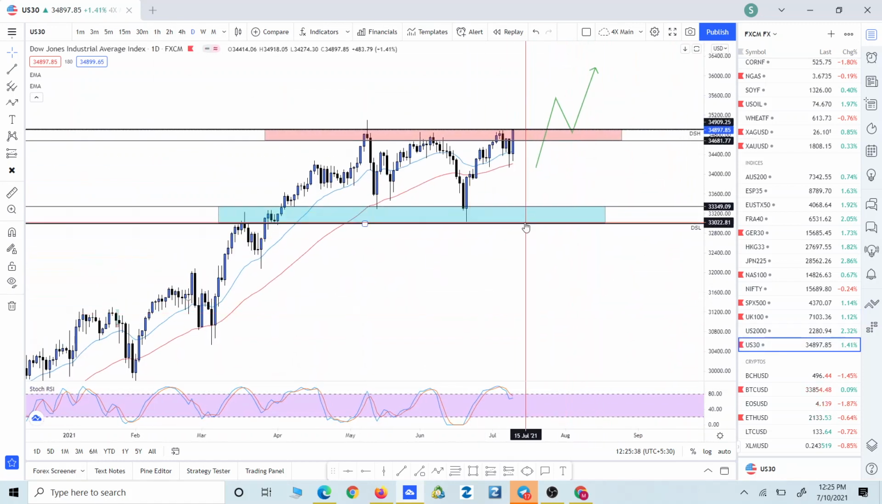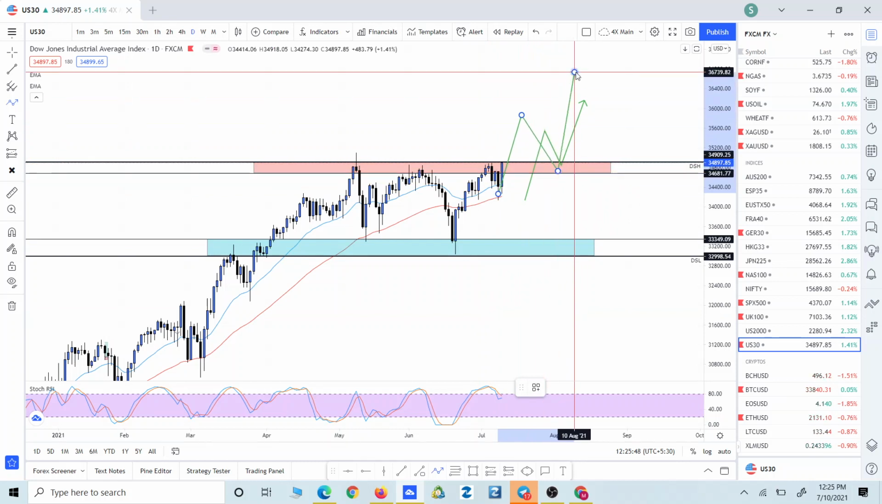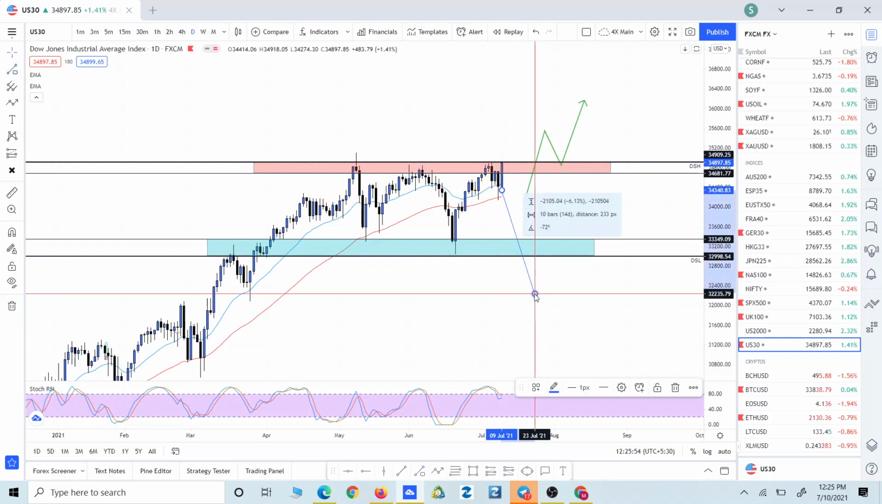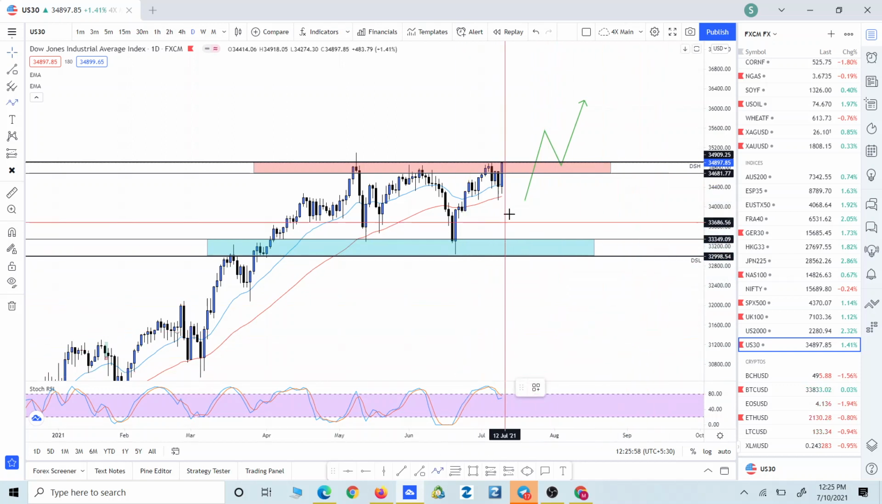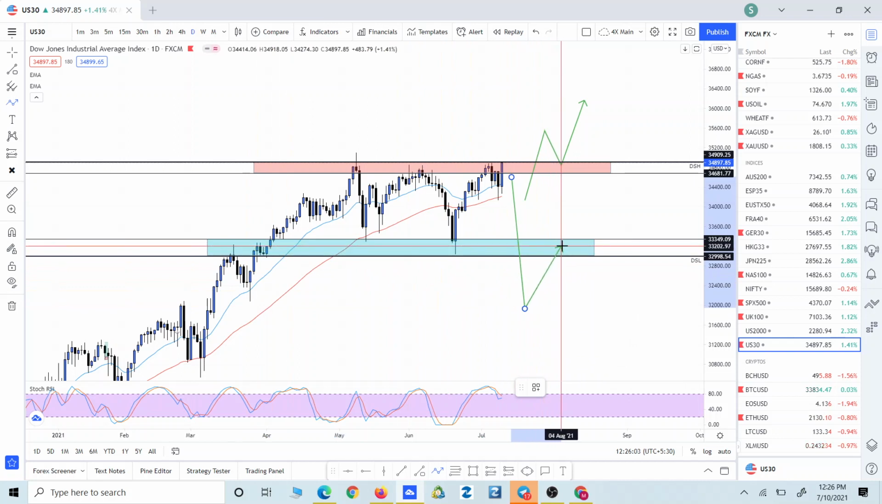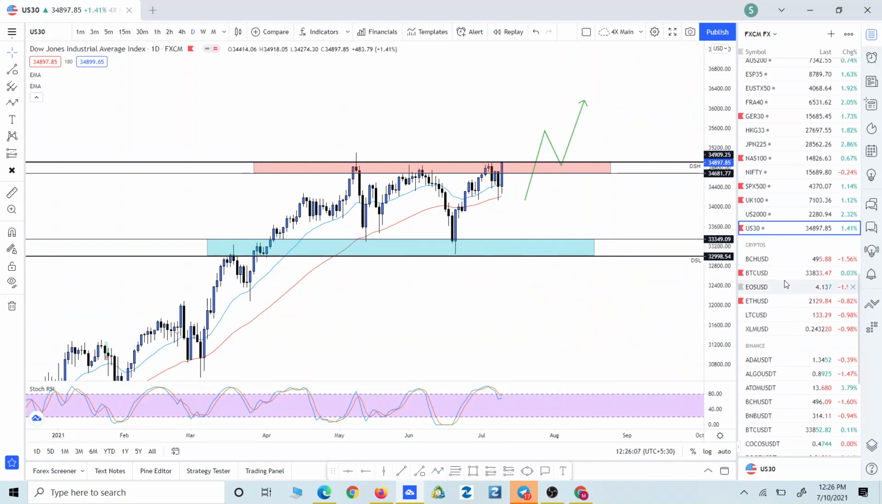US 30 also is in a range. I have already marked the resistance and the support zone. I have two possible scenarios. If the price breaks above, then I'll be waiting for any kind of retracement back into the zone to go long, or if the price breaks below the support zone, then I'll be waiting for retracement back into this zone to go short. So this is the analysis on the US 30.